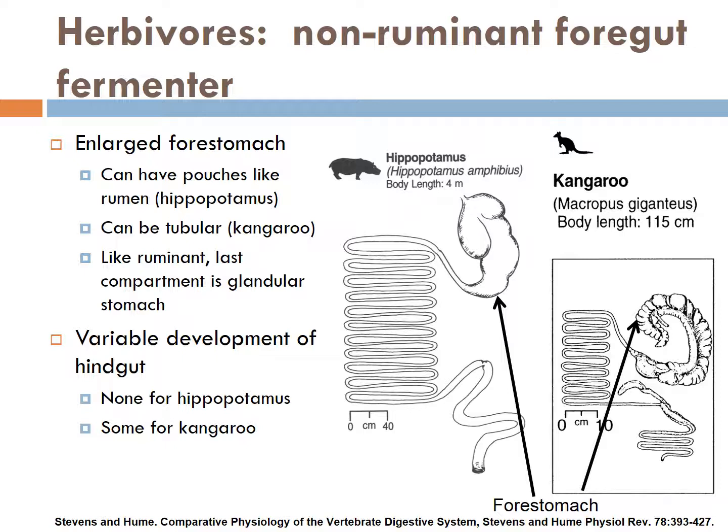There is variable development to the hindgut. For example, the hippopotamus has virtually no development to the hindgut, whereas there is some development to the hindgut in the kangaroo. It does have an enlarged cecum and colon.